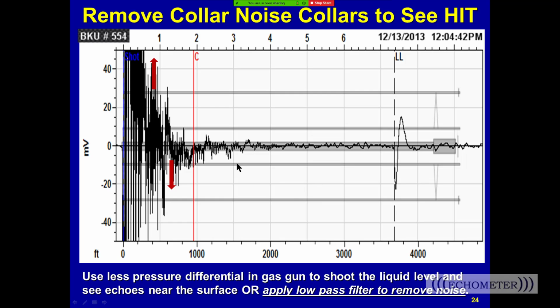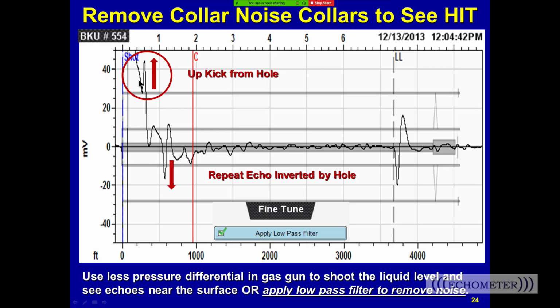This is another suck rod lifted well, and there's no production of the surface. It's not obvious that there's a hole, there's no upkick. But if we turn on the low pass filter, we can see an upkick right there. It's a hole near the surface. And this is the time to the hole, and then the repeat is the same time. There is the repeat. It's inverted, so it's an upkick first, then down kick. So this is shot down the casing, and it identifies the hole.